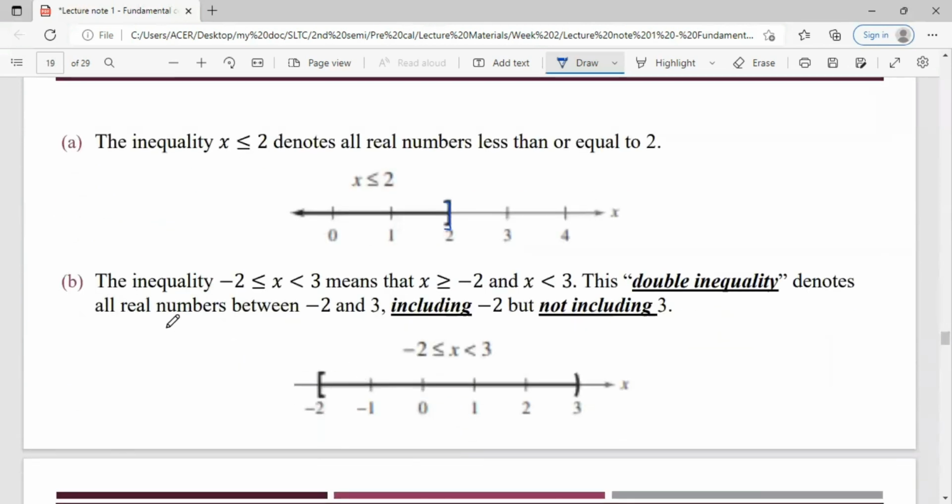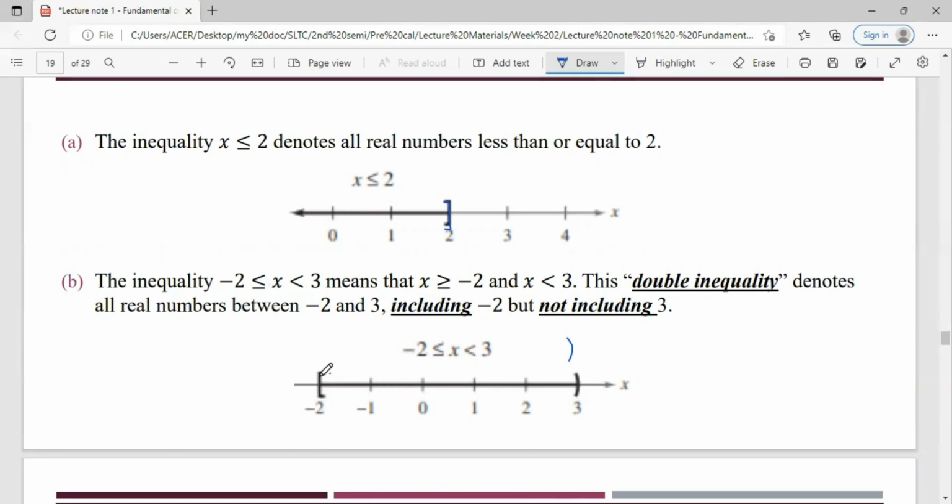Then part B, the inequality minus 2 less than or equal to x less than 3 means x is greater than or equal to minus 2 and x is less than 3. So this double inequality denotes all the real numbers between minus 2 and 3, including minus 2 but not including 3. So minus 2 is included, but 3 is not included. Therefore, we can write here a square bracket, and here a parenthesis. This one is a parenthesis, right? This one is a square bracket.